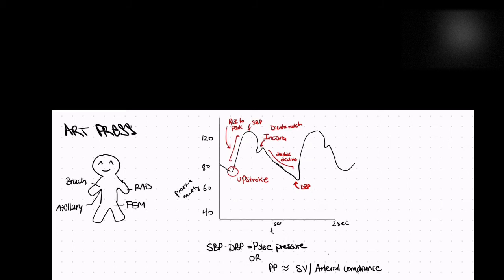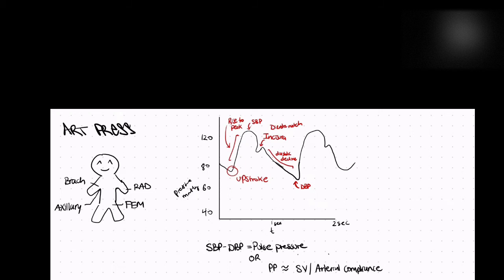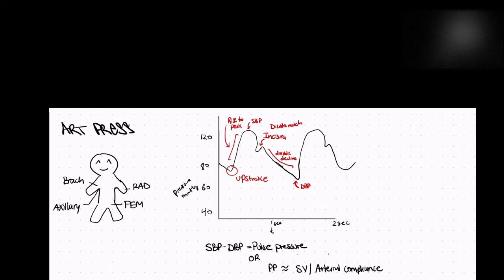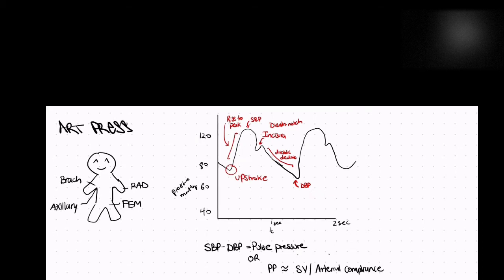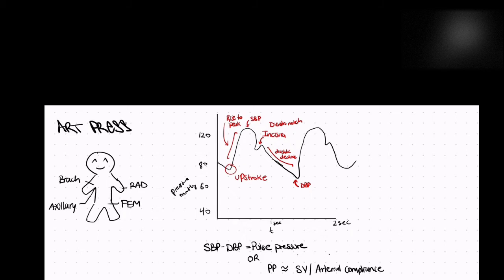If you follow the graph, the first part is the upstroke that's circled right over there, and that leads to the rise to the peak. That top point is the systolic blood pressure, and then you have a little divot that's called the dicrotic notch, which indicates the closure of the aortic valve, and then you have a slow diastolic relaxation, and the end point, the lowest point there, is the diastolic blood pressure.